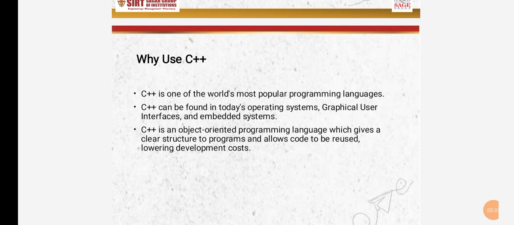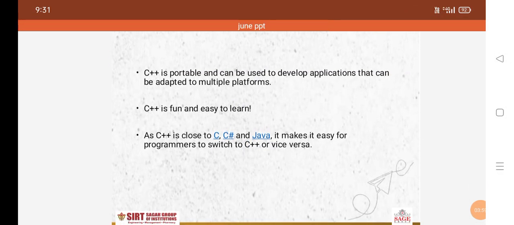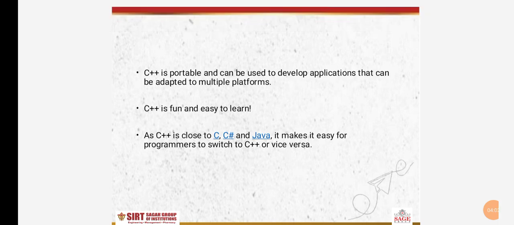We simply understood the concepts of object, characteristics, functions and different kinds of methods. By using all these things, we make a simple program, and that allows code to be reused with lower development cost. C++ is a very portable language that can be used to develop applications that can be adapted to multiple platforms. C++ is fun and easy to learn.